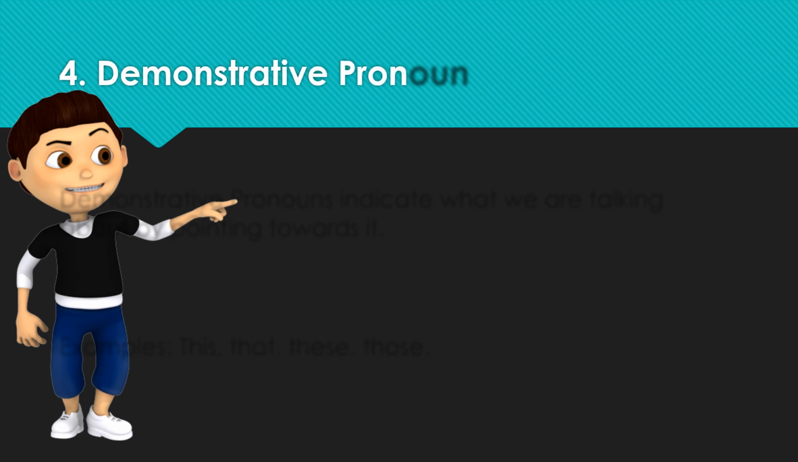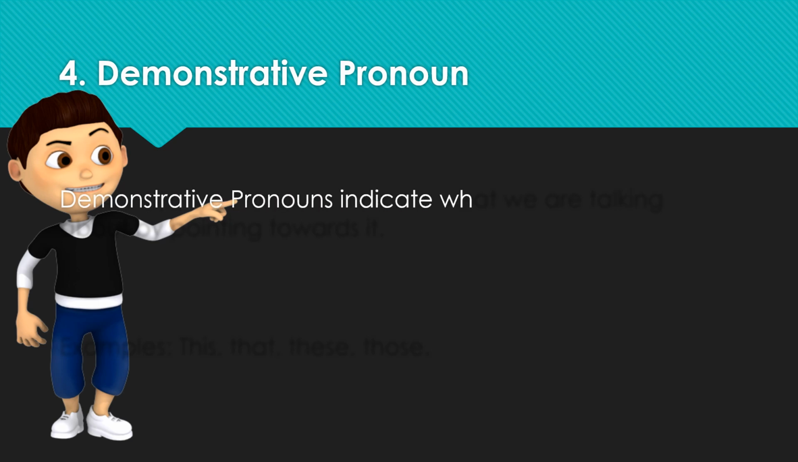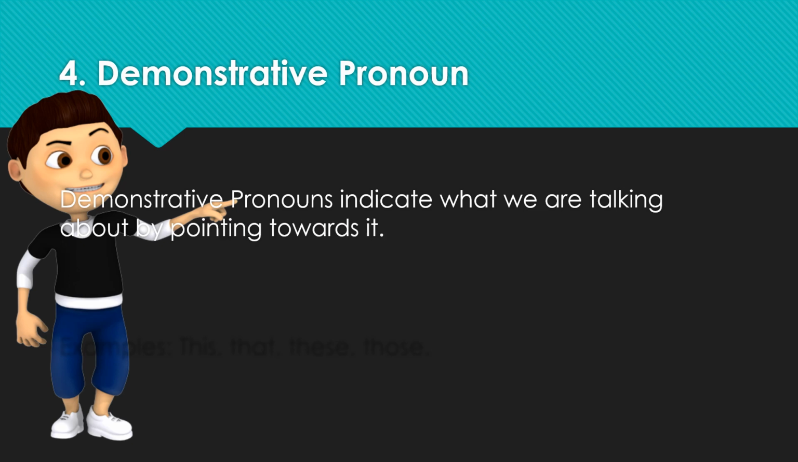Now comes the demonstrative pronoun. Now what are demonstrative pronouns? Demonstrative pronouns indicate what we are talking about by pointing towards it. So while talking, if we want to point towards something or somebody, we use demonstrative pronouns like this, that, these, those. So we will use it like that.